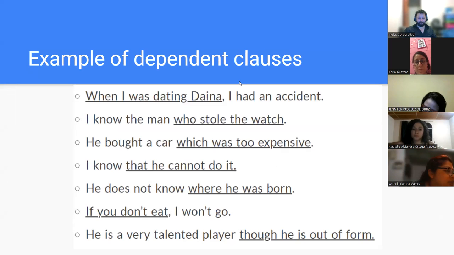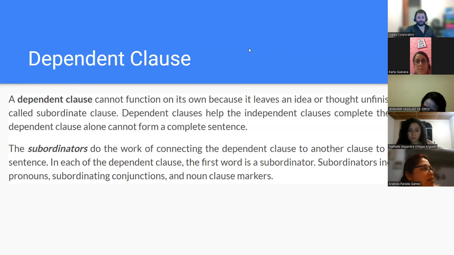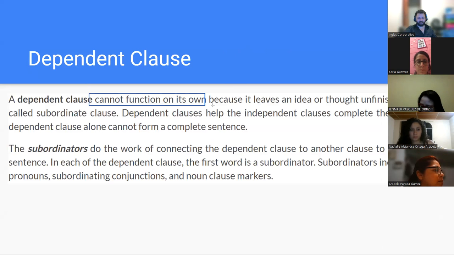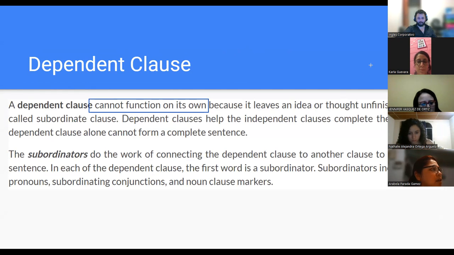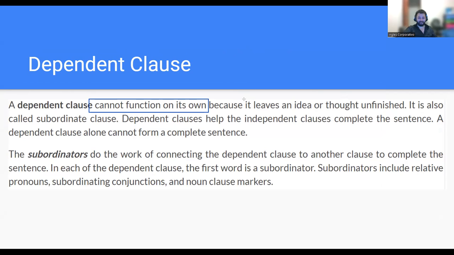Dependent clauses. A dependent clause, as it says here, cannot function on its own. Why? Because it leaves an idea or thought unfinished. Usually a dependent clause, guys, will be introduced by subordinators. And what are subordinators? Subordinators are words such as because. We're going to see more about that. But just remember, guys, if it does not function on its own, if the idea doesn't make sense on its own, it is a dependent clause. That is basically the gist of it.